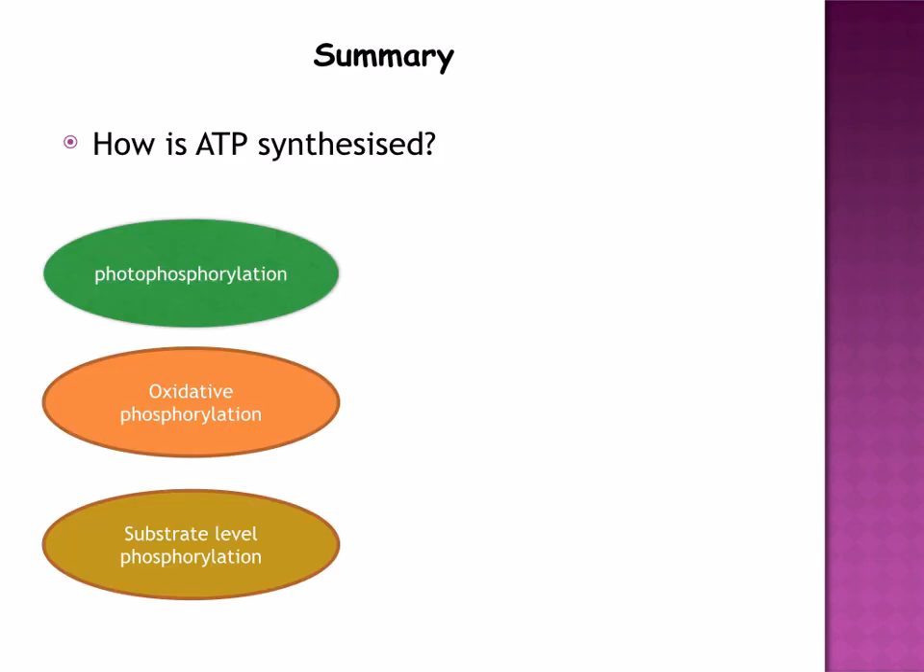And then how is ATP synthesized? So ATP synthesis can happen in 3 ways. These include photophosphorylation in chloroplasts, oxidative phosphorylation in the inner mitochondrial membrane of plant and animal mitochondria, and then you've got substrate level phosphorylation, which takes place in the cytoplasm during glycolysis and the mitochondrial matrix during the Krebs cycle.